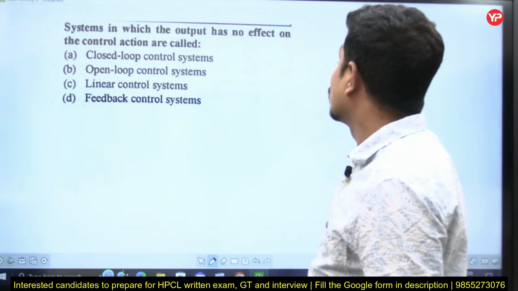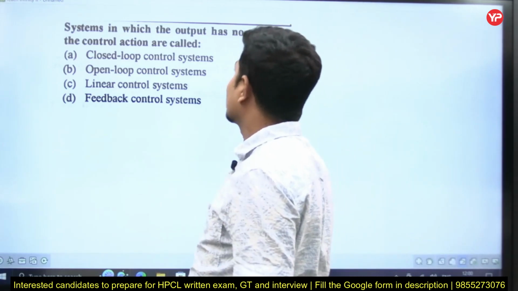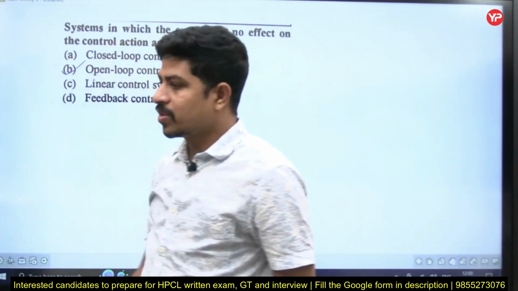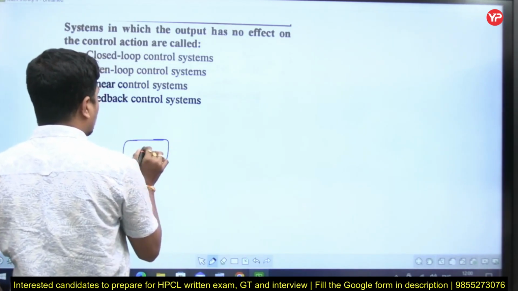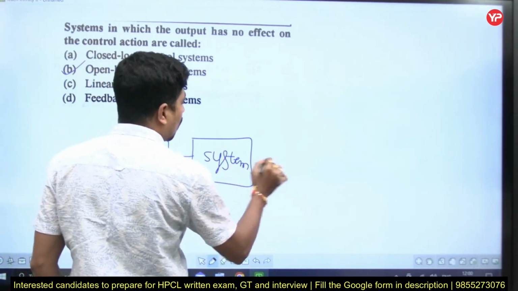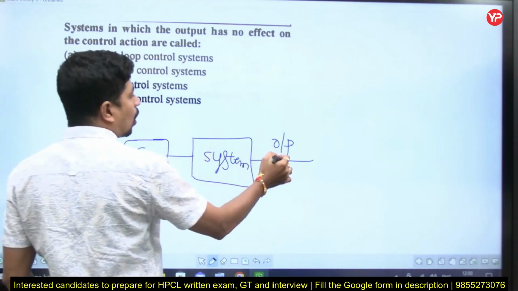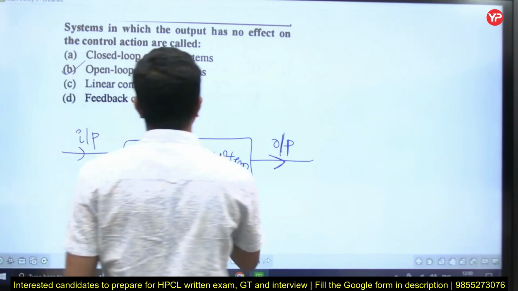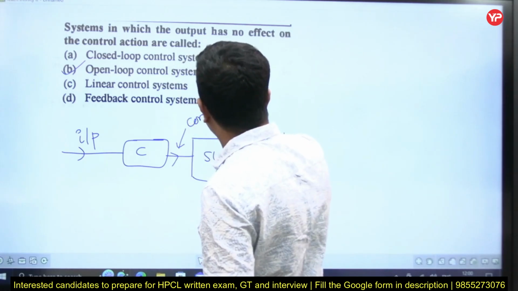Systems in which the output has no effect on the control action are called open loop control systems. I'll draw here one open loop system. There is a controller and this is the system or plant. Here this is the output and this is the input. The output we are getting here does not have any control action over the control signal which is generated here.